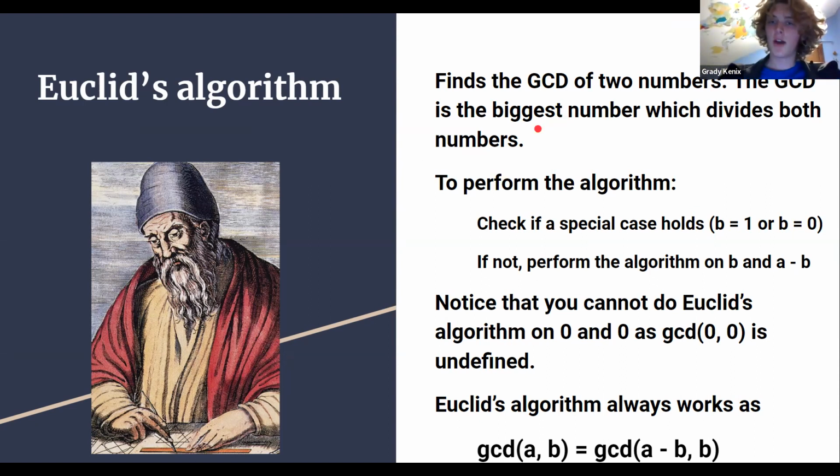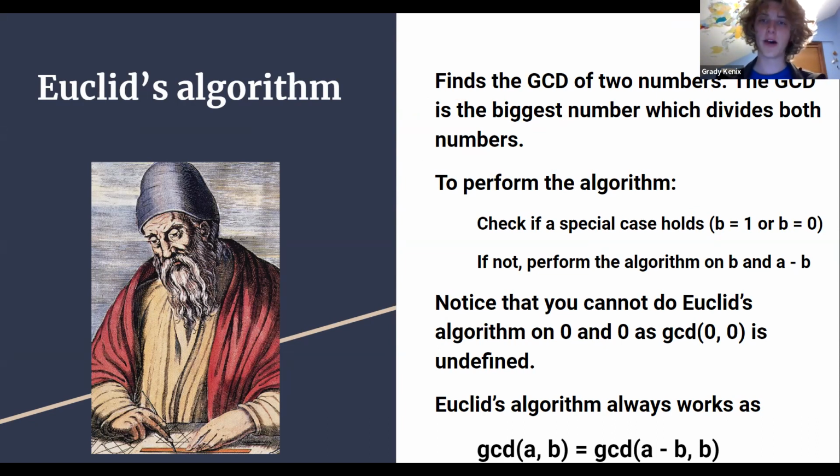the GCD of two numbers. The GCD is a mathematical concept. Basically, when you have two numbers, let's call them A and B, the GCD of those numbers is the biggest number C such that C divides A and also C divides B. And there's no number bigger than C that has those two properties.